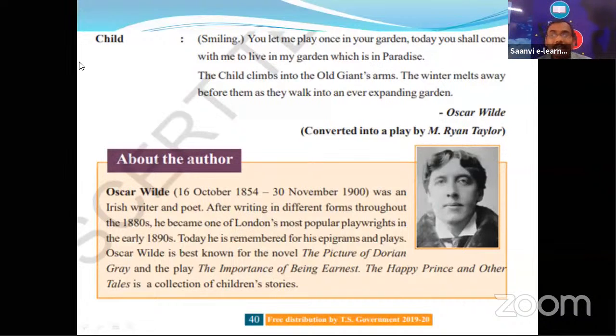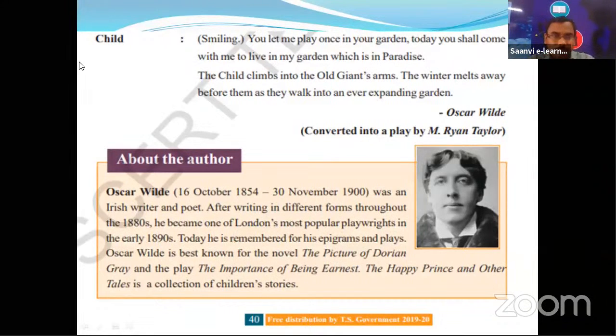What do you mean by an ever-expanding garden? It means heaven. After death, you will stay with God in his beautiful garden forever. There is no death. Only one time you will die, isn't it? Otherwise, after reaching heaven or paradise, will you die again? No, you will be staying with God forever.